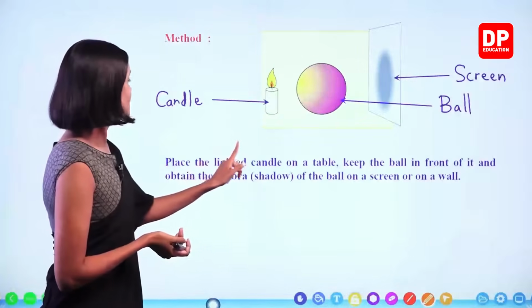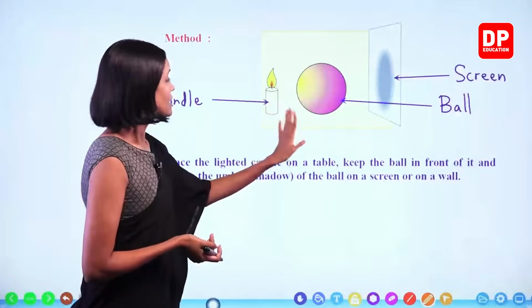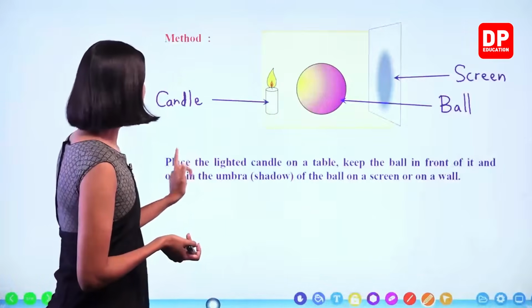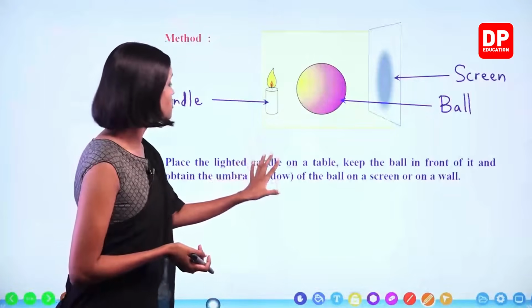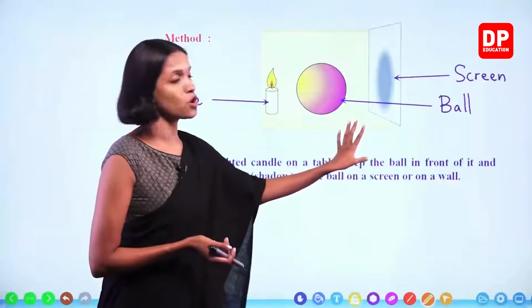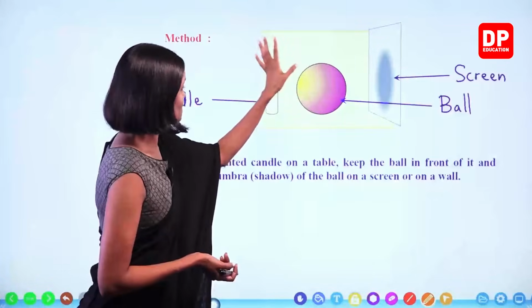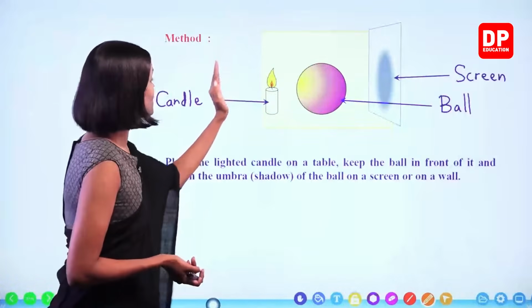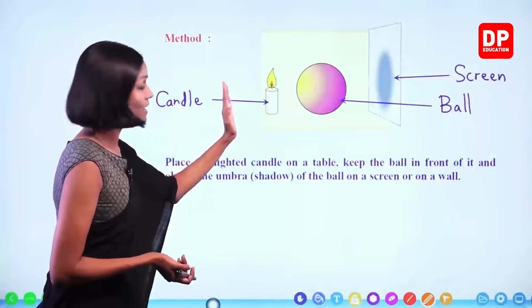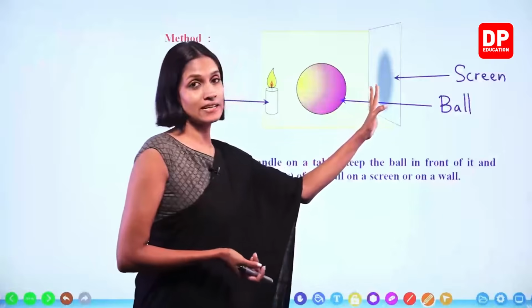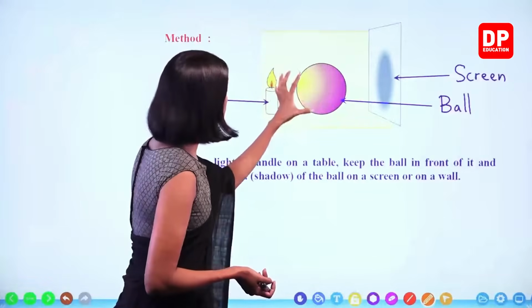Place the lighted candle on a table and keep the ball in front of it, right? And obtain the umbra or the shadow of the ball on a screen or on a wall, okay? So you have to place the ball in the middle, and from one side you have to place the lighted candle, and from the other side the white color screen. And you have to take the shadow of this ball.